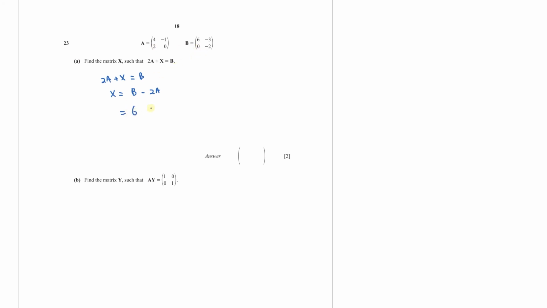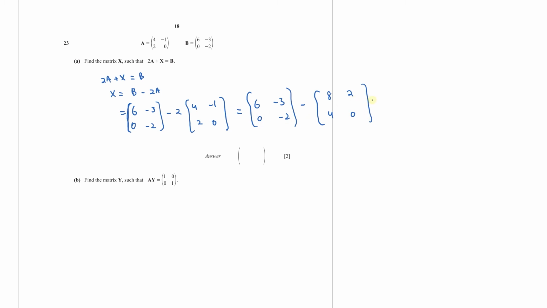I have B here: 6, minus 3, 0, and minus 2. This matrix here. And then minus 2 times A. A is what? 4, minus 1, 2, and 0. So this gives me 6, minus 3, 0, minus 2, and then minus, I bring this 2 inside to multiply with each of the values in the matrix. So I get 8, 2, 4, and 0. Now I can simply calculate this.